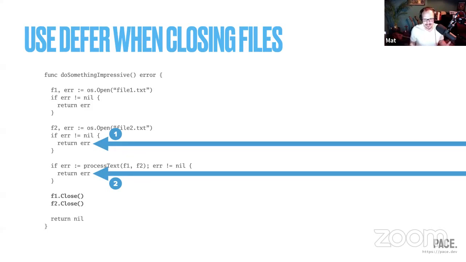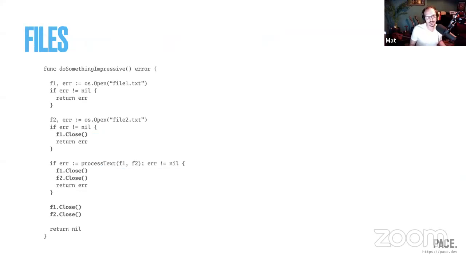So that's not really brilliant. One solution would be to close the file before we exit at each point. So in the first case, we can make sure we close that first file. And then if process text fails, we're going to close both. But imagine if you've got 7 or 8 files or things that you're doing that need closing or cleaning up, that's going to quickly get a little bit out of hand.